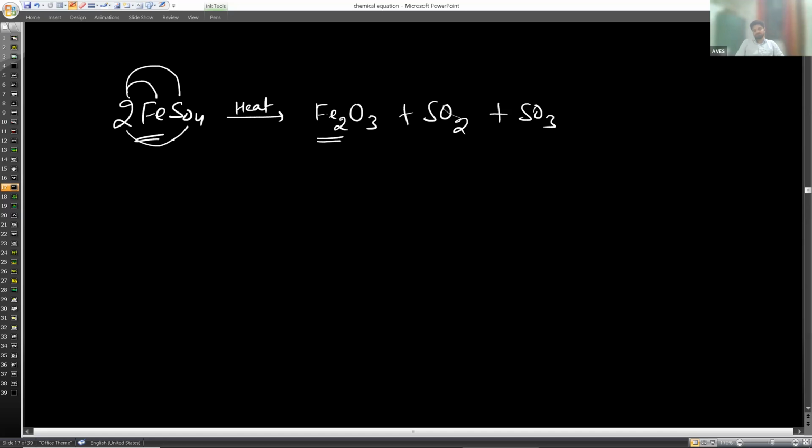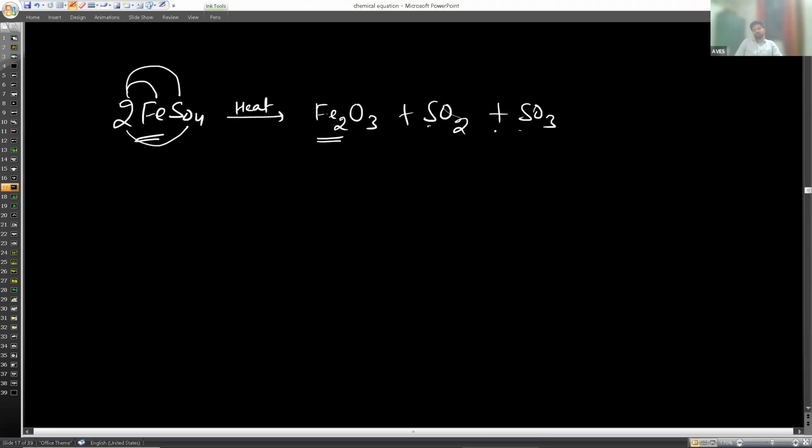Check whether it is balanced. The iron is balanced. Sulfur, check whether sulfur is balanced or not. Oxygen is balanced. Sulfur is not balanced. Sulfur is balanced, there are 2 sulfur here. This 2 is going to multiply with this one, so there are 2 sulfur here and 1 and 1 sulfur here.